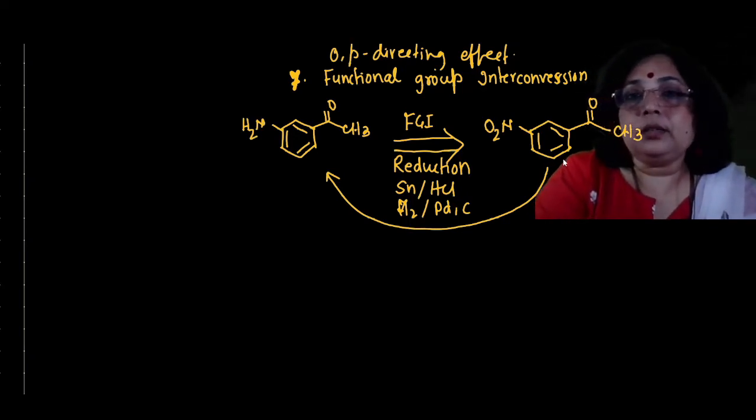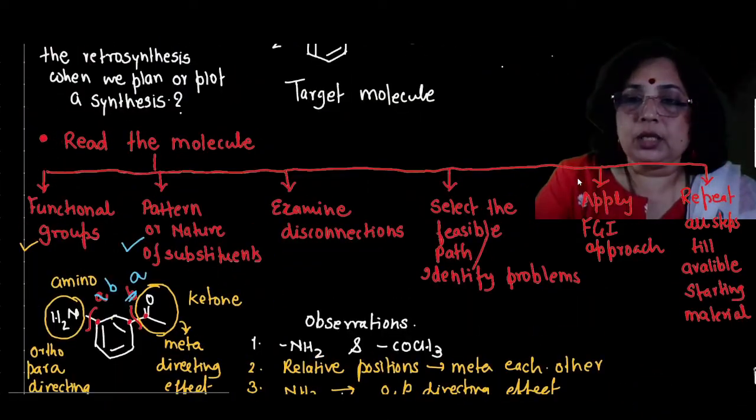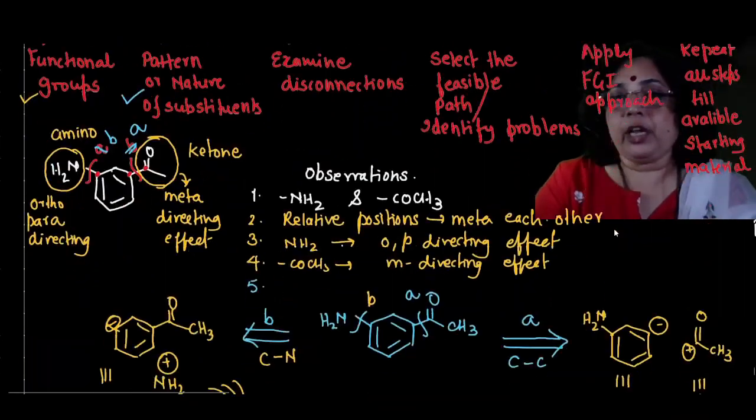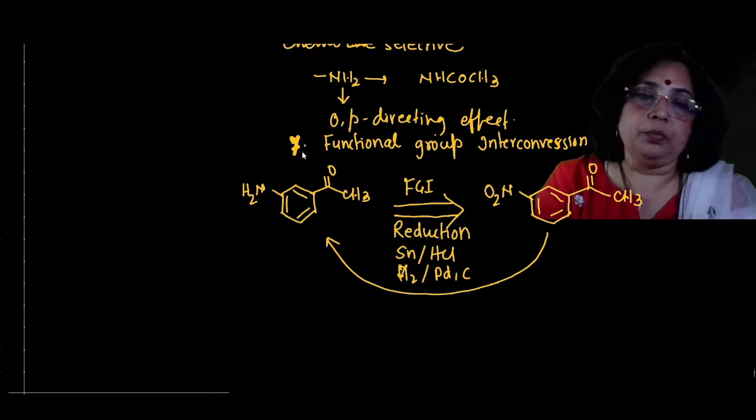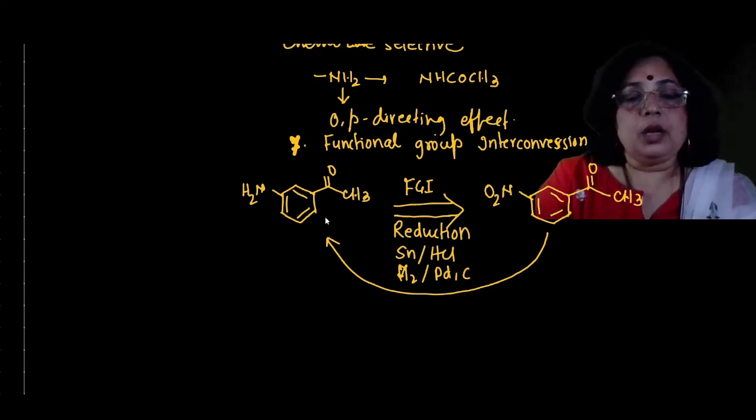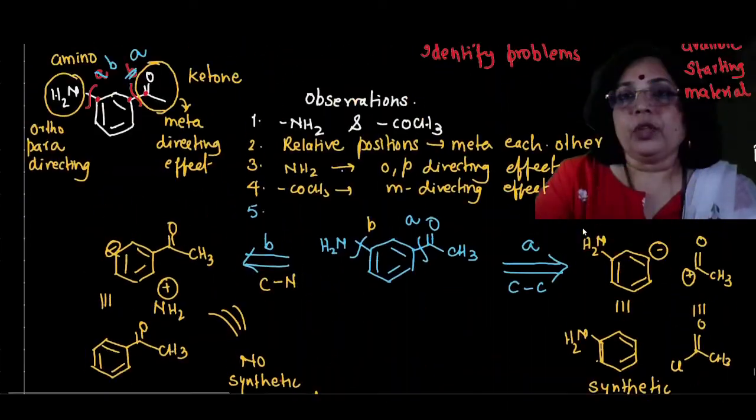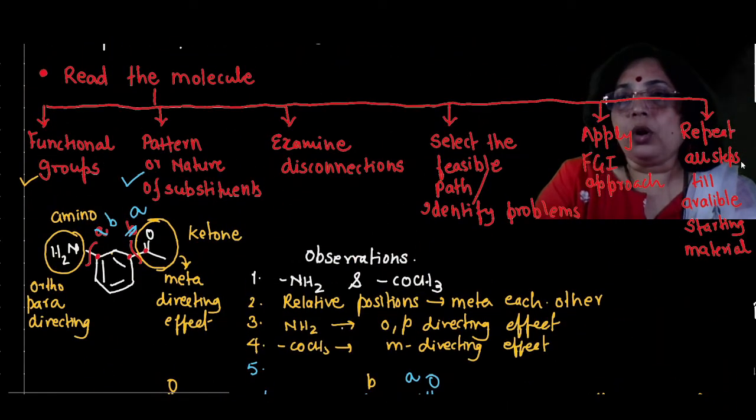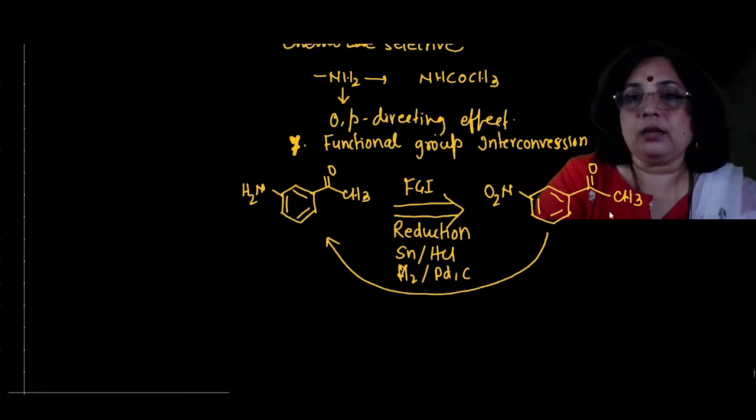Now let us move towards the guidelines. Apply the FGI approach. We have already applied the FGI approach at the 7th point. The conversion of NH2 into NO2 will give you a nitro acetophenone at the meta position. Now repeat all the steps until we reach the available starting material. Again consider this as a target molecule.